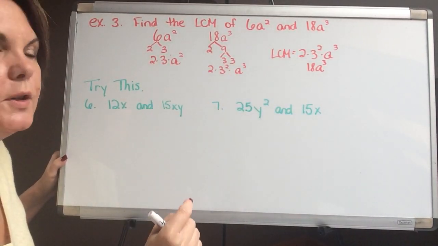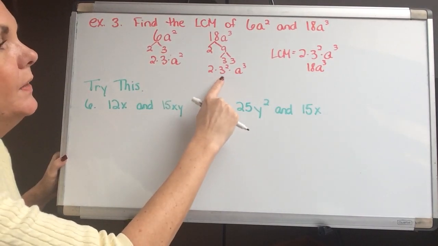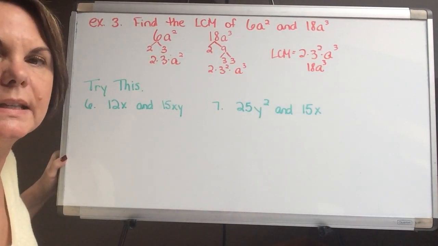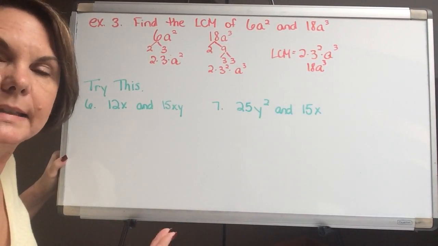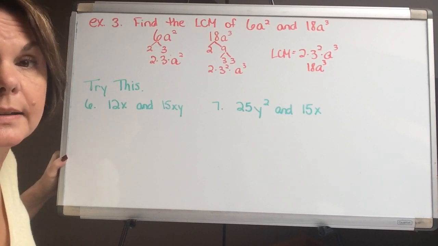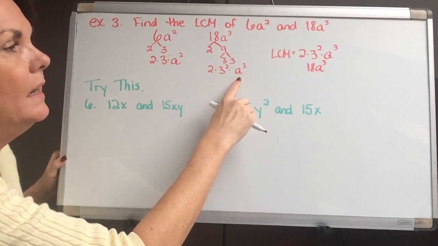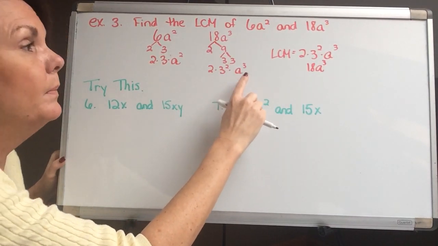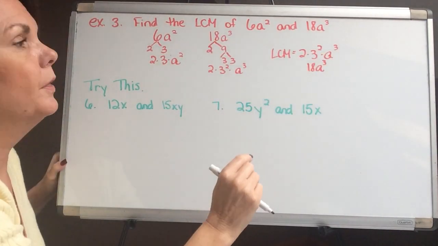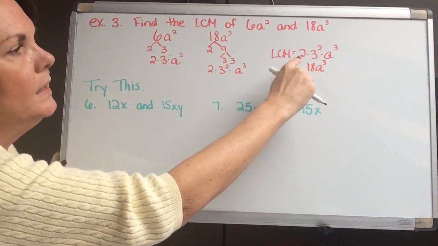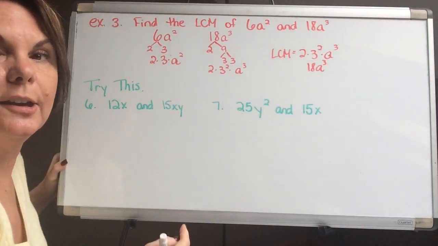2 is to the first power in both, 3 is to the first in one and to the second in the other, so we're going to take 3 to the second power. Now a is simply a factor. We just don't know what it is, so we're using the variable a. So I have a to the second power, a to the third. Again, you take the highest exponent, so that's going to be the third. So 3 squared is 9 times 2 is 18, a cubed.